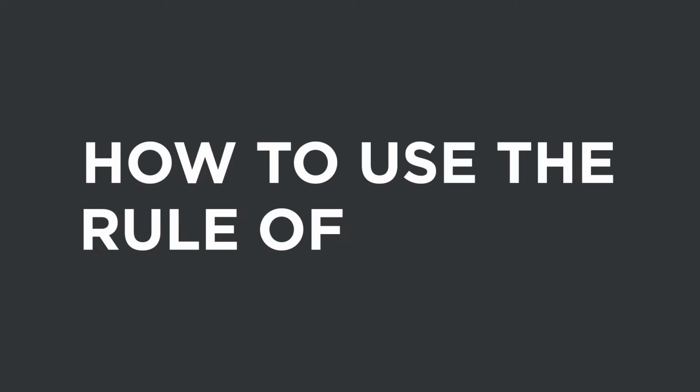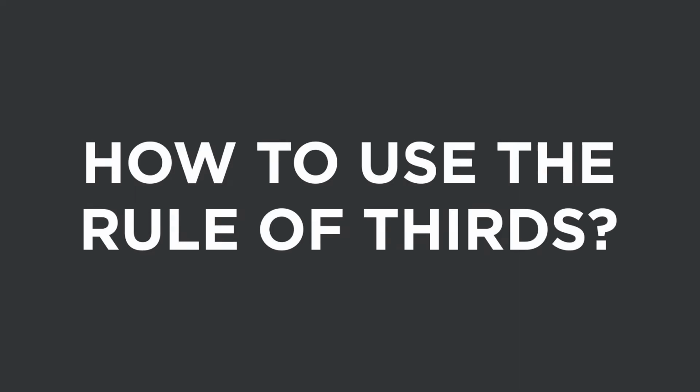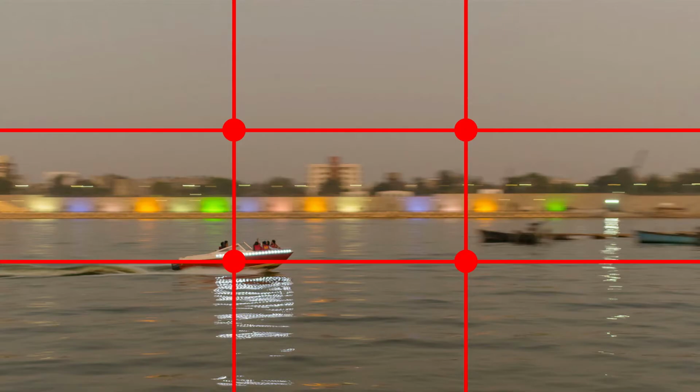How to use the rule of thirds? While framing a photo, think about the most important element in your scene and try to place that at the lines or at the intersecting points of the lines. They don't have to be perfectly lined up as long as they are close. You can apply the rule of thirds to any genre of photography.